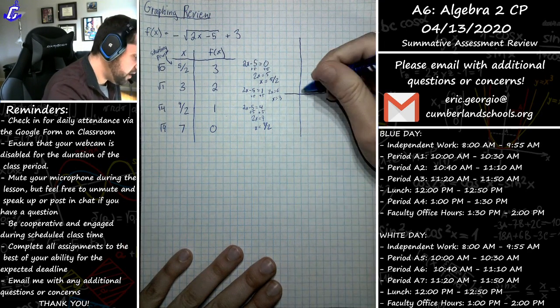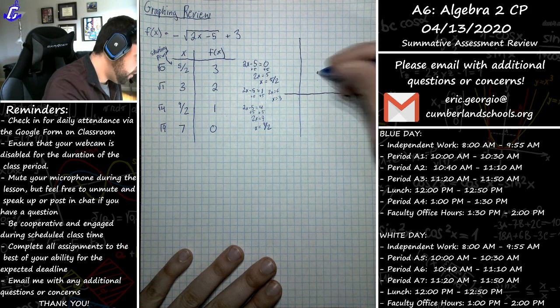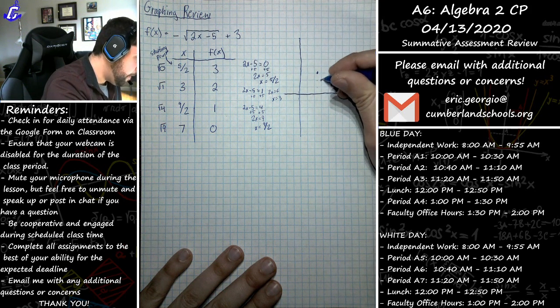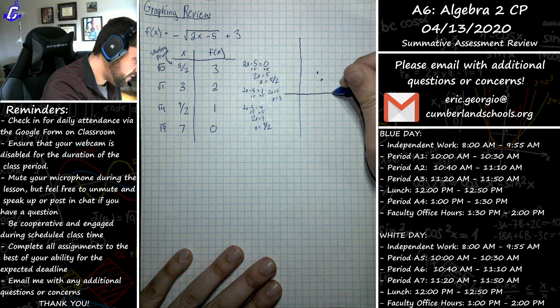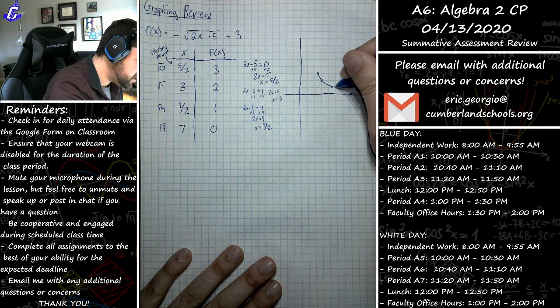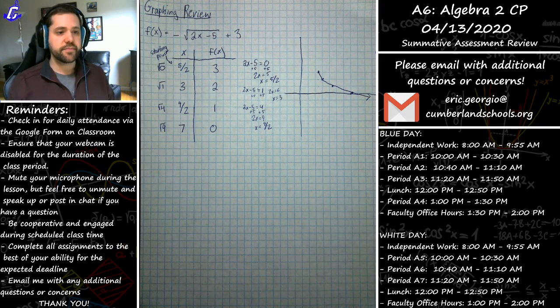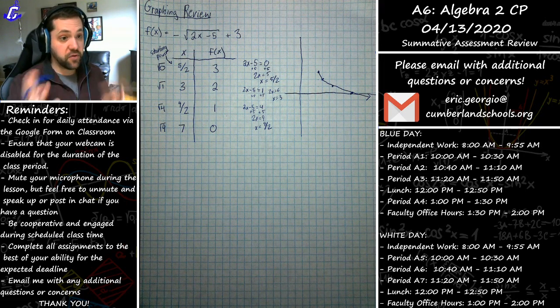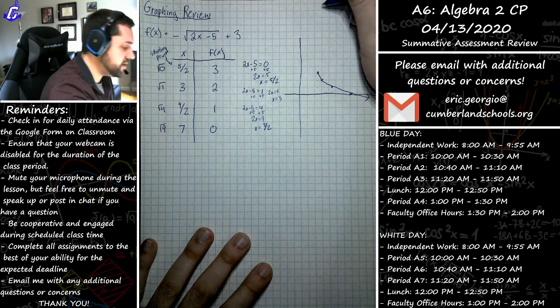We have our first point, our starting point at (2.5, 3). We have our next point at (3, 2). We have a point at (4.5, 1). And we have our last point at (7, 0). And we end up with this square root function that looks like that. Okay? No questions, hopefully, as to how we graph that. Yes, just plotting points.